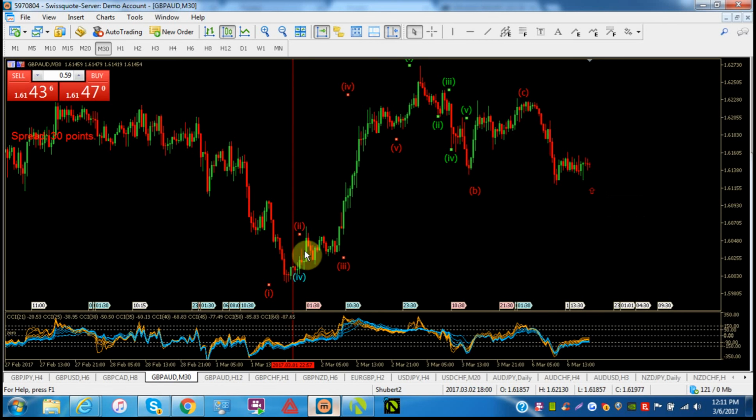Within this ABC you're going to have a wave A with 5 waves, a wave B with 3 waves, and a wave C with 5 waves. So this is the main A, and then you've got an ABC correcting this A, and within this ABC you have 5 waves, 3 waves, 5 waves, and then it'll go back up.